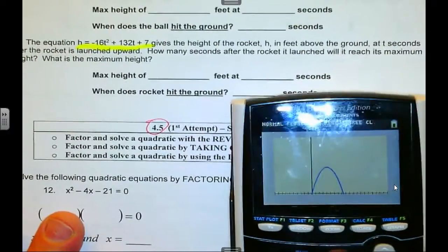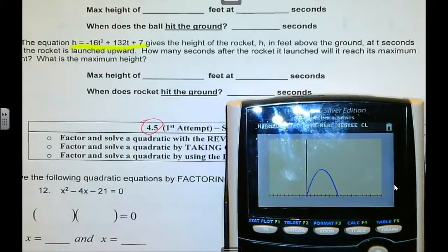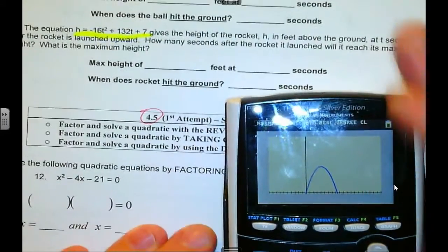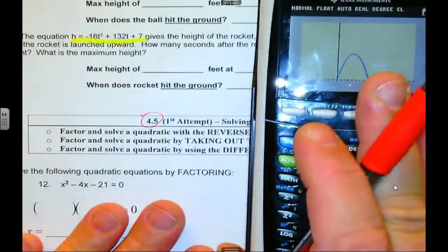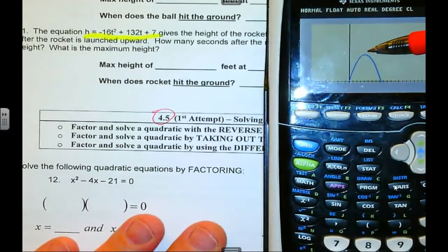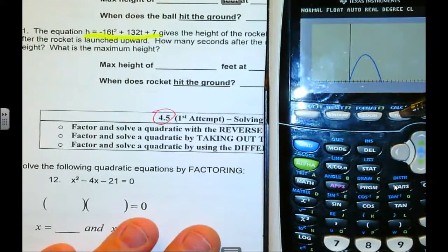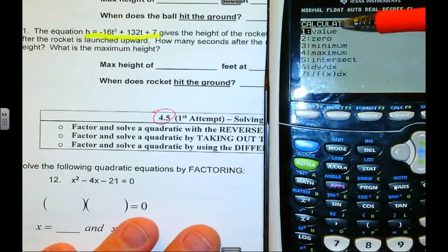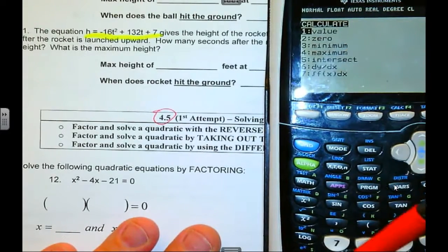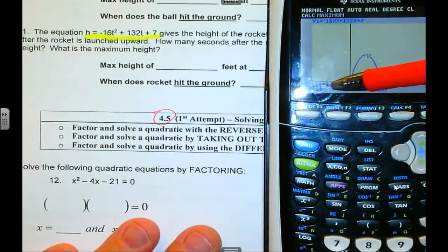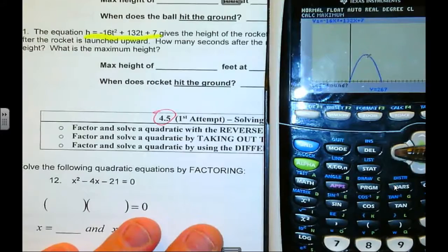Okay, maximum height. Now, this time, we're going to have to find our vertex, for the maximum height, because we need that point at our maximum, right? So we're going to have to calculate this. Hit second, trace. See, we want our maximum height, so number 4. And we have to do that left bound, right bound thing. So make sure you're to the left of the vertex and hit enter. Then go to the right of the vertex and hit enter again.